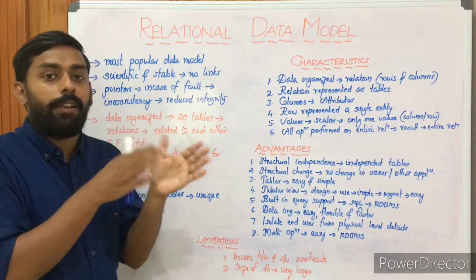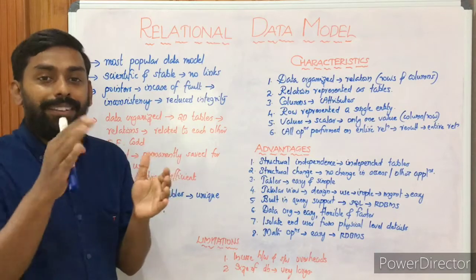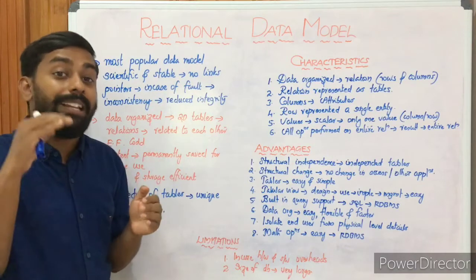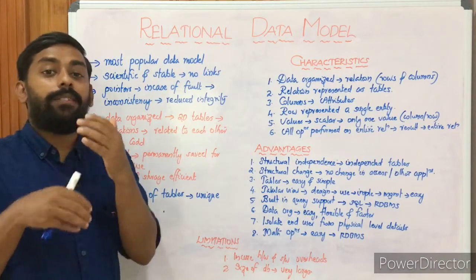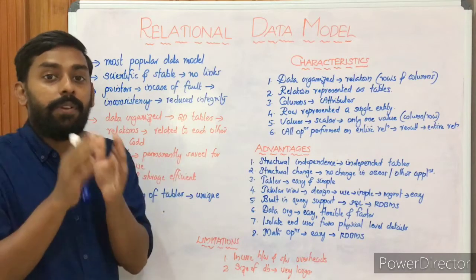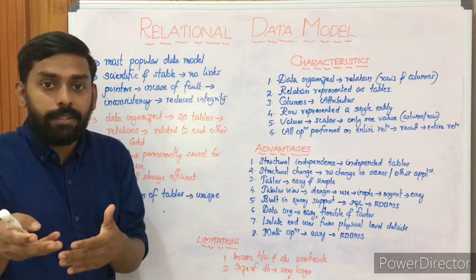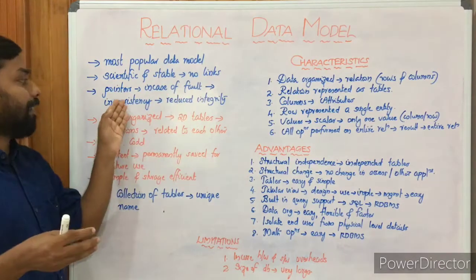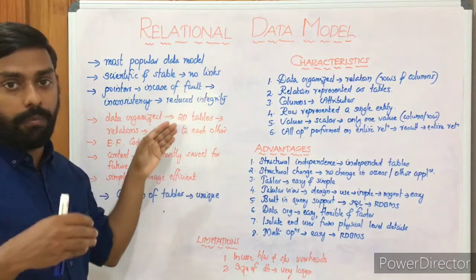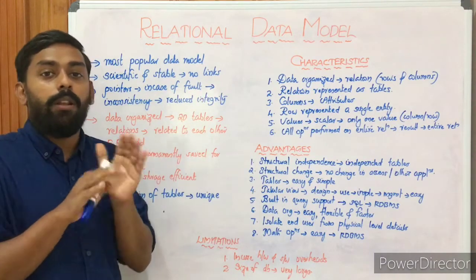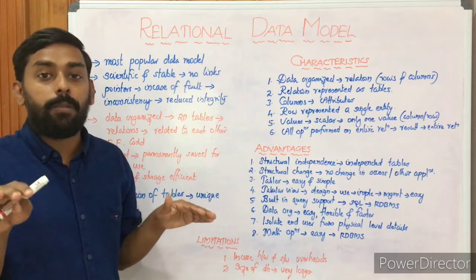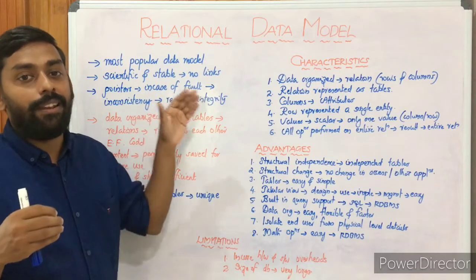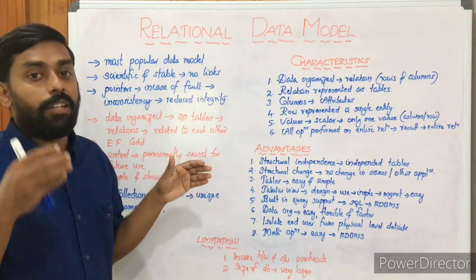As we have seen in the case of hierarchical and network, we have links, right? Links are used to connect records. But in the case of the relational data model, there are no links. What is the problem with having links to connect records? If there is any problem with the links, it will definitely affect the consistency and validity of data. It may become inconsistent, and it reduces the integrity of data. In the relational data model there is no such problem, because here we don't have the concept of links.